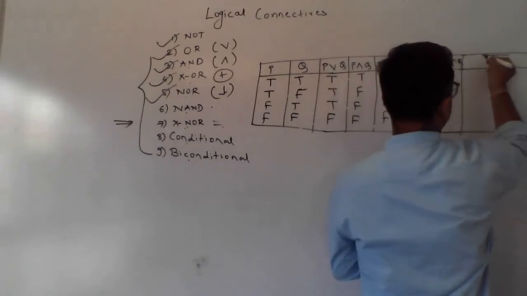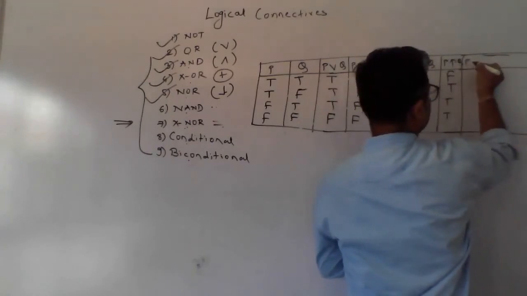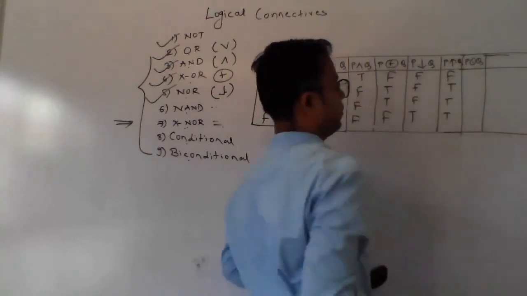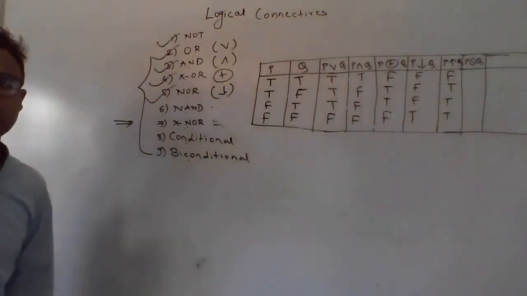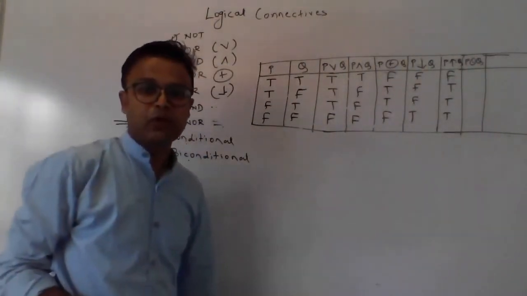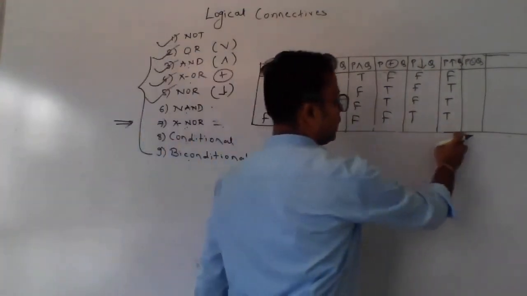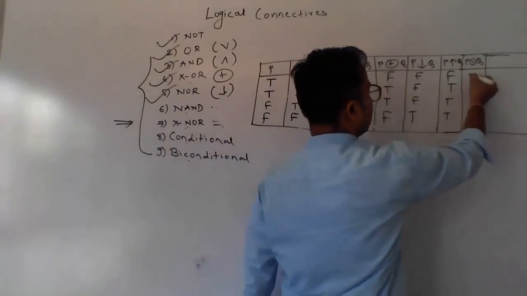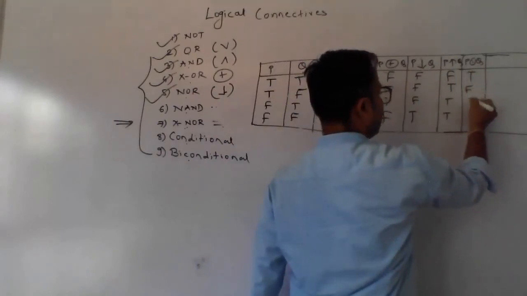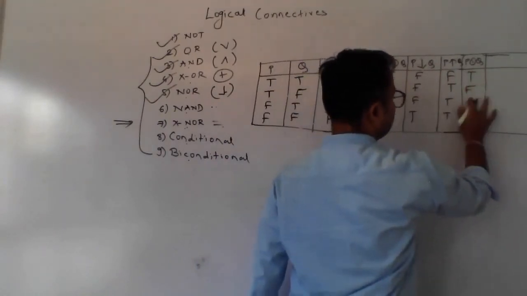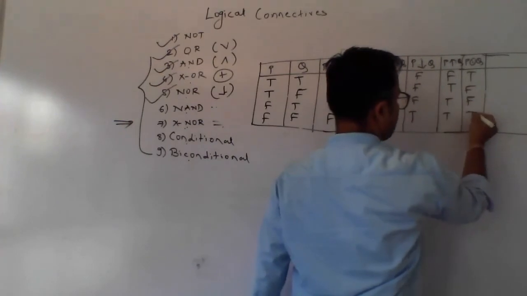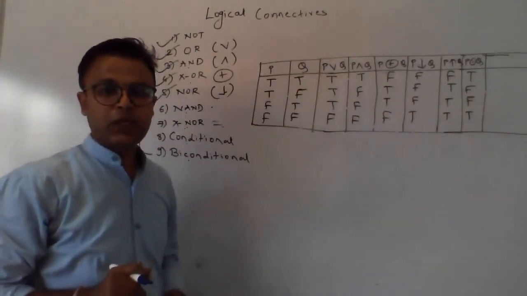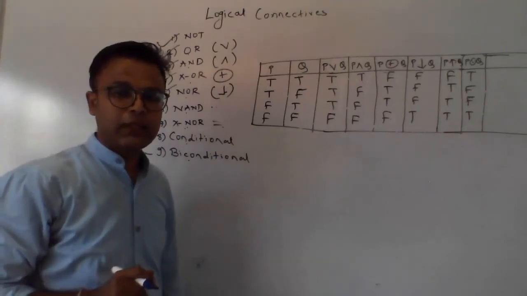XNOR of two statements is denoted by encircled dot. So P XNOR Q is what? Negation of XOR. So XOR is this, so its negation is like this. That's it. Okay. So this is your XNOR, then conditional and biconditional.